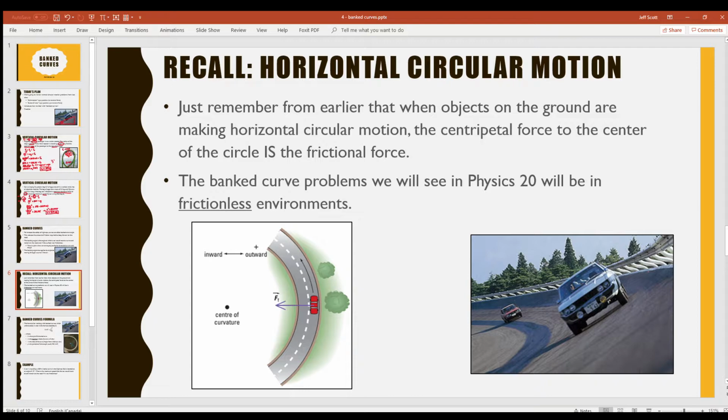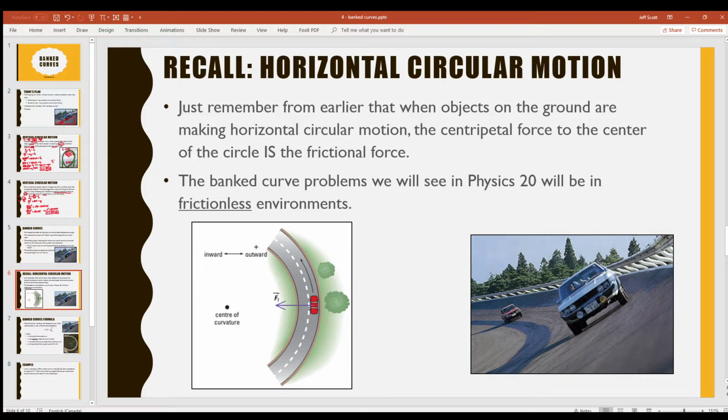Now, that was another way of saying if you have a frictionless environment, a turn like that isn't going to be possible. You would need to have friction in order to help that vehicle through that turn. Now, for banked curve problems, we don't necessarily rely on friction. We're actually going to assume that in every question we have in Physics 20, it's going to be a frictionless environment. And the reason we're doing this is we actually have a very specially designed formula that I'm going to introduce to you in just a second that is designed for frictionless environments.